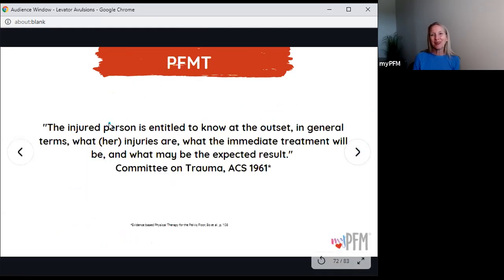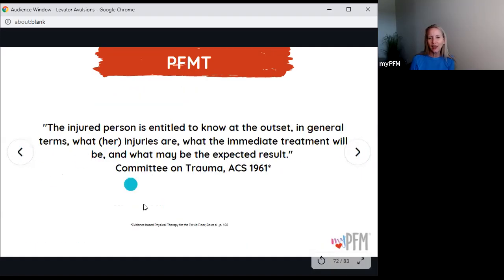Let's go into pelvic floor muscle training. So the injured person is entitled to know at the outset, in general terms, what her injuries are, what the immediate treatment will be, and what may be the expected result. And that's also assuming that we know. All right, so if we know X, Y, or Z, I believe as a healthcare provider, it's our obligation to educate and inform our patients.